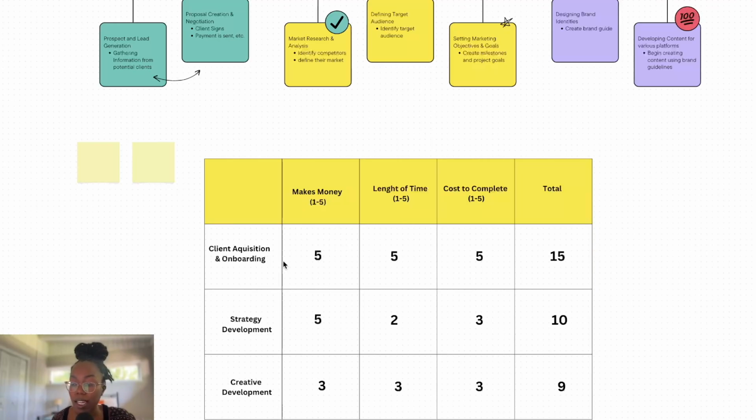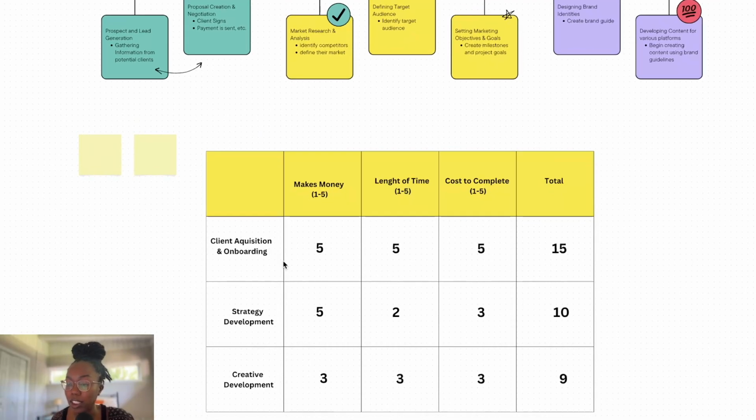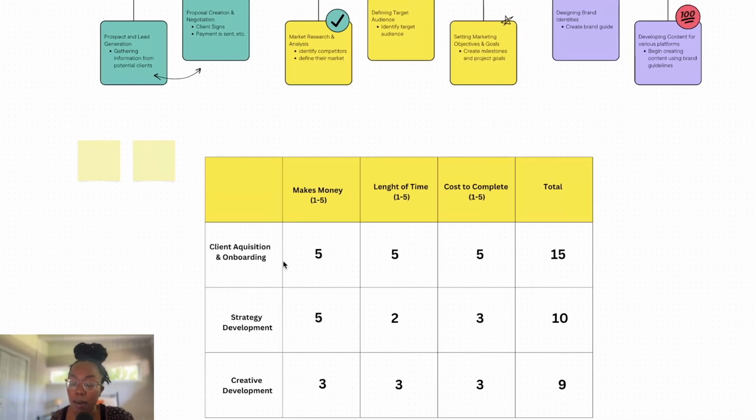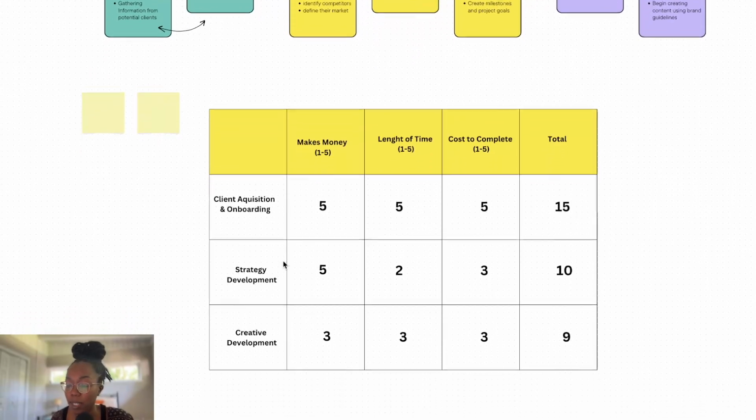So this would be an indication that we essentially need to focus in on client acquisition and onboarding for our AI implementation strategy. This is where implementing some form of AI model or some sort of automation or some sort of AI software or solution would help us within our business.